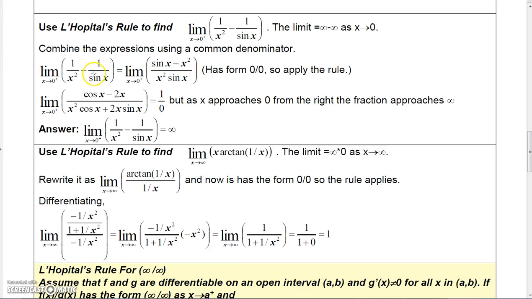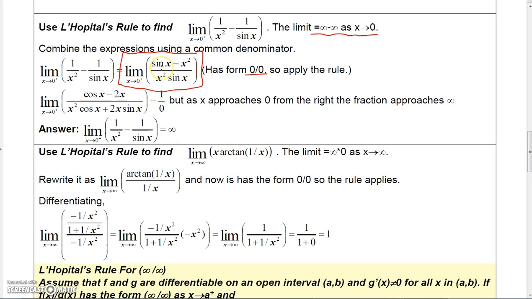Another L'Hopital's form, or another indeterminate form that we can sometimes apply L'Hopital's rule to, is where you have infinity minus infinity. And so here, if you let x go to 0 from the right, 1 over x squared goes to infinity, and 1 over sine x will go to infinity. So you have infinity minus infinity. So what we can do is get a common denominator, and we can combine the two terms. And now if we take the limit of this as x goes to 0, we actually do get 0 over 0, so now we can apply L'Hopital's rule.